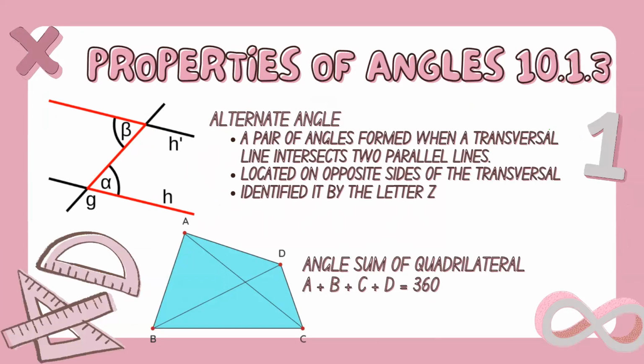Alternate angles are a pair of angles formed when a transversal line intersects two parallel lines. If you want to know that it's an alternate angle, identify it by the letter Z. Angle sum of a quadrilateral: a quadrilateral has four sides, so the angles will always equal 360. So A plus B plus C plus D will always be 360 degrees. Next slide.